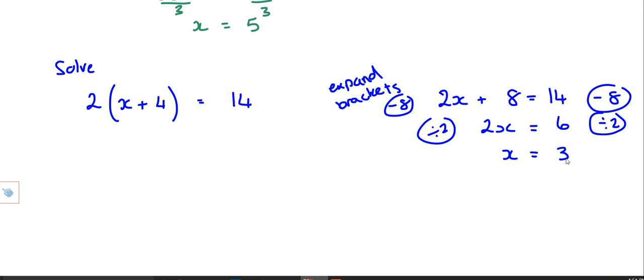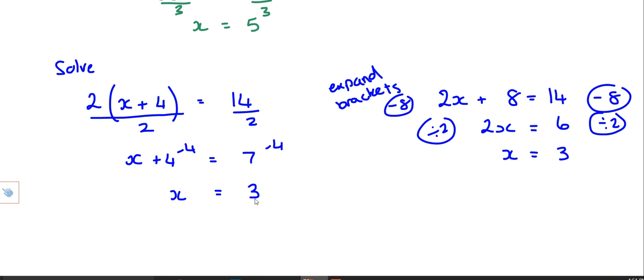Would anyone do it a different way? No? See, I actually think it's easier to say this. If something add 4, then times by 2 gives me the 14. Well, why don't I divide it by 2 first? And that just leaves me with x plus 4 equals 7. And now I subtract the 4 and get x equals 3.